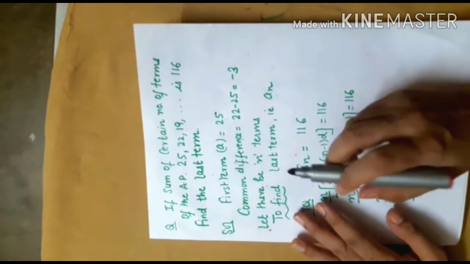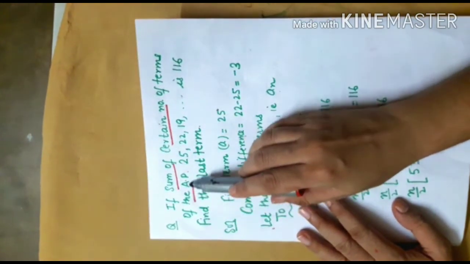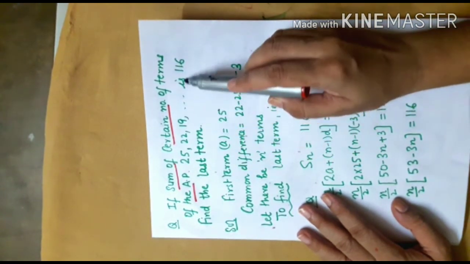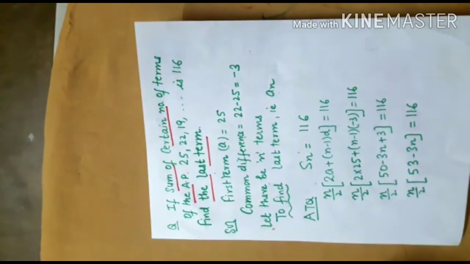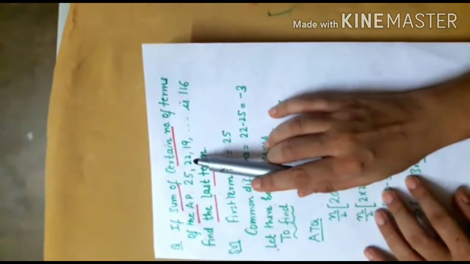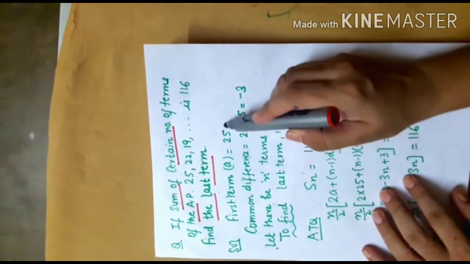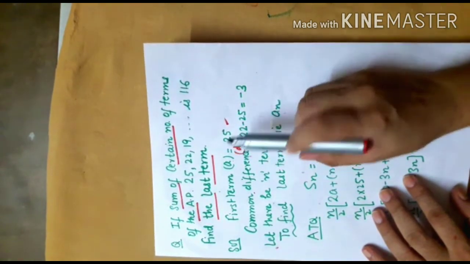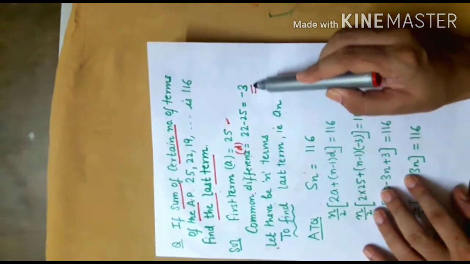Now let's take one question. The question is, if the sum of certain number of terms of an AP 25, 22, 19 is 116, find the last term of the AP. Look at this AP. The first term, that is a, is 25. Common difference, that is d, is equal to A2 minus A1, which is 22 minus 25, that is negative 3.